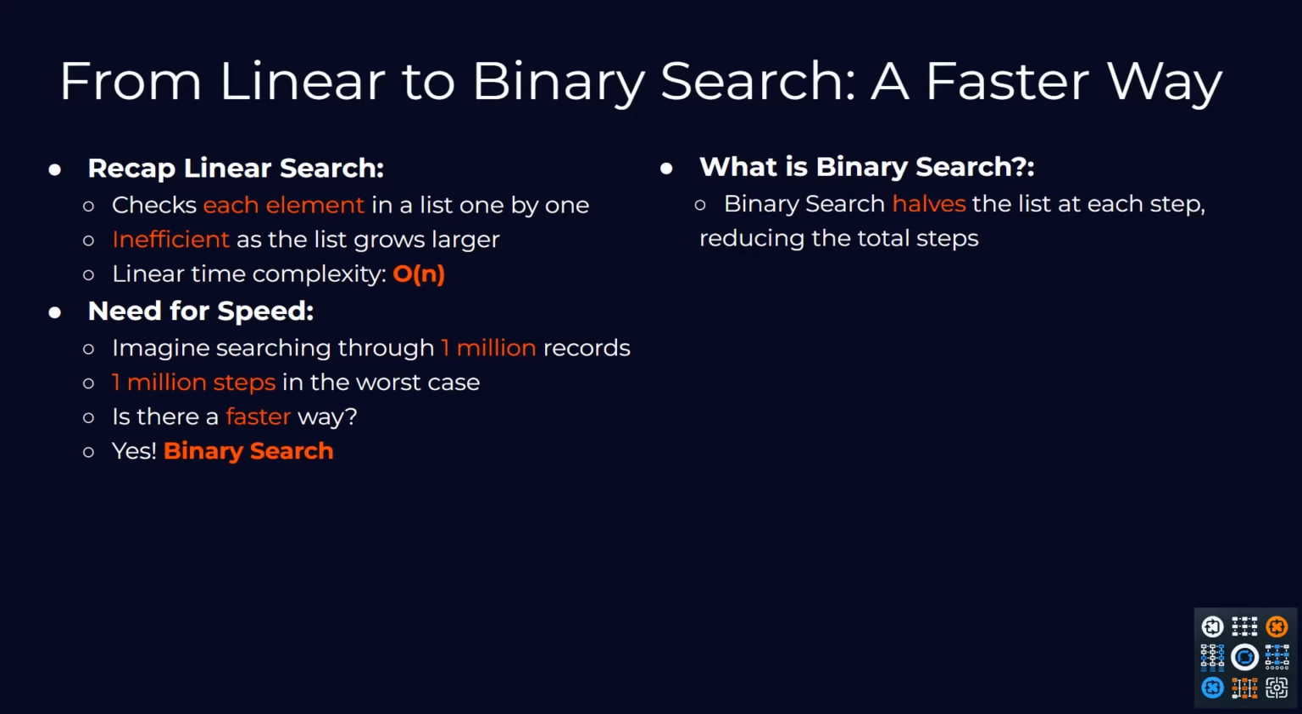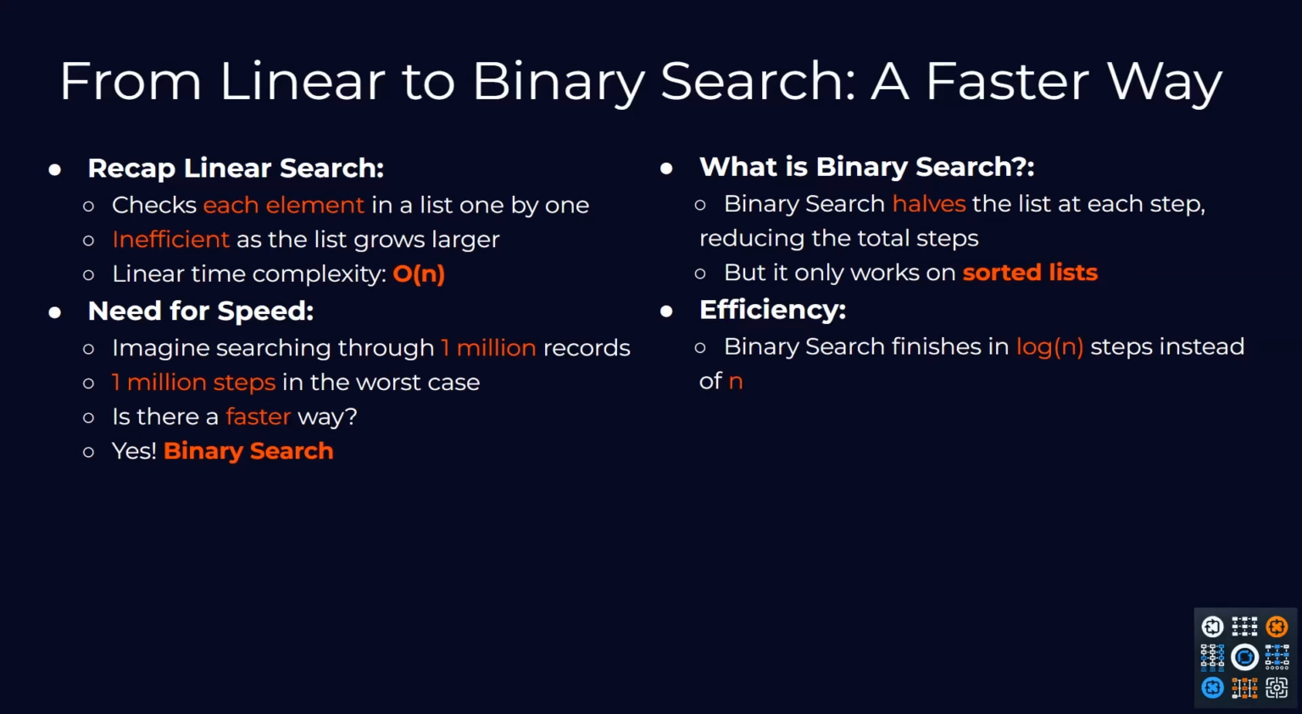Unlike linear search that checks each element individually, binary search cuts the list in half with each step, drastically reducing the number of steps needed. But there is a catch. It works only on sorted lists. How efficient is binary search compared to linear search? Well, instead of taking n steps, binary search can complete the search in log n steps. For example, if you're searching a list of 1 million elements, binary search only needs about 20 steps compared to the 1 million steps linear search might need.